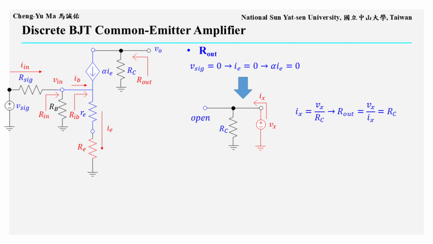Finally, we find the output resistance Rout. As usual, we first set the input signal source to 0. After Vsig is set to 0, IE becomes 0, so the controlled current source is 0 and behaves like an open circuit. When a test voltage is applied at the output, the equivalent circuit shows that Ix equals Vx over Rc. Therefore, Rout equals Vx over Ix, which is Rc. The load resistance RL is not included in the calculation of Rout.